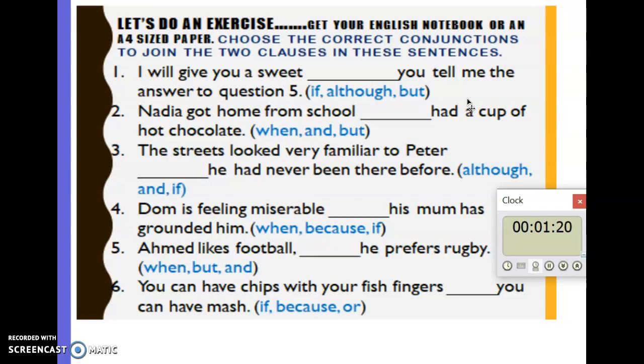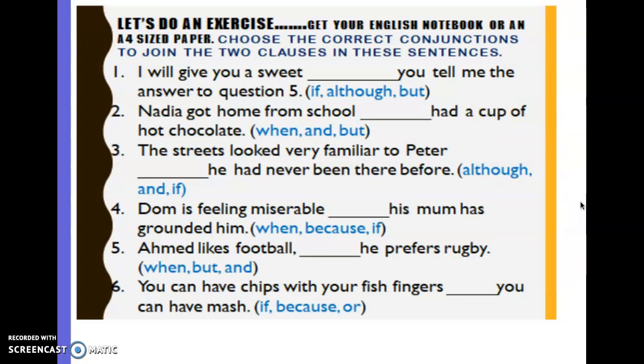Each sentence has three options. Read the options carefully before you write them in the sentence. I'll stop the timer now.